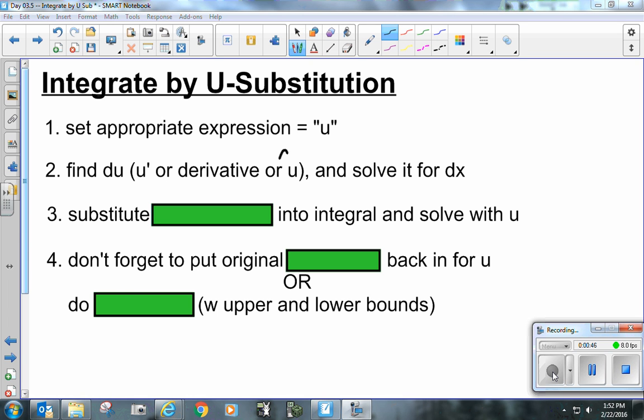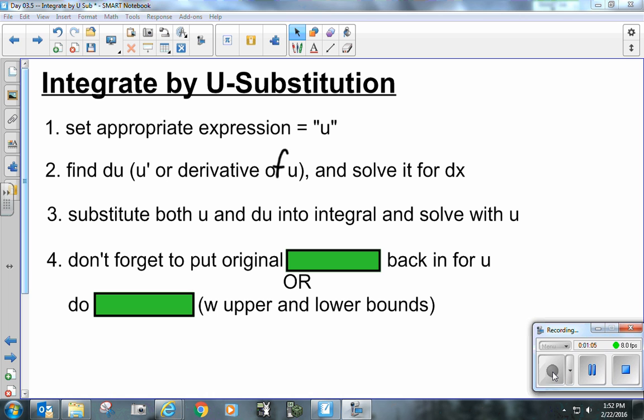So I take my expression and substitute a u in for it. Whatever that expression was that I put a u in for, I'm going to take the derivative of it. Then I'm going to solve it for dx. We're going to substitute both u and du into the integral and solve it with u.